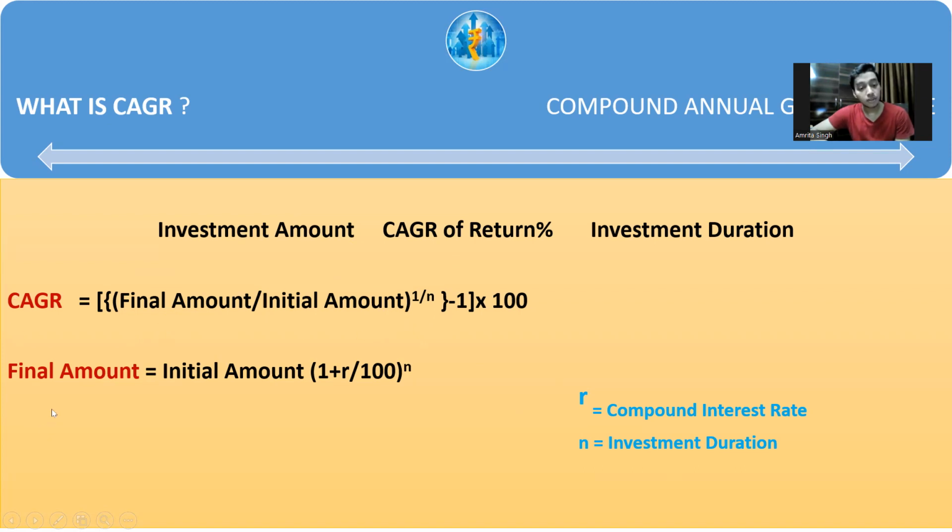And if you want to calculate the final amount, you should know the initial amount, the duration, and R, which in this formula represents the compound interest rate. If you know all these three things, you can put them in this formula and calculate the final amount that you're going to get after a certain period of time.